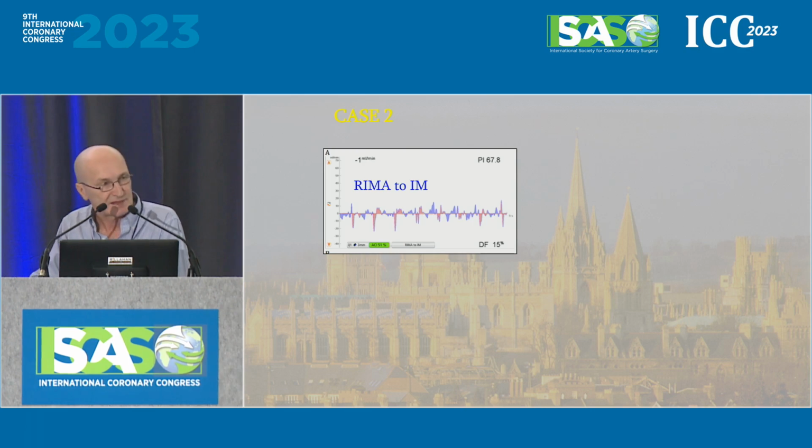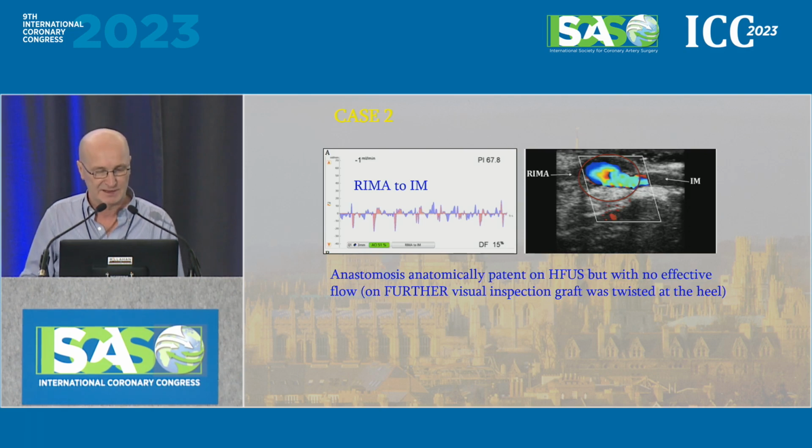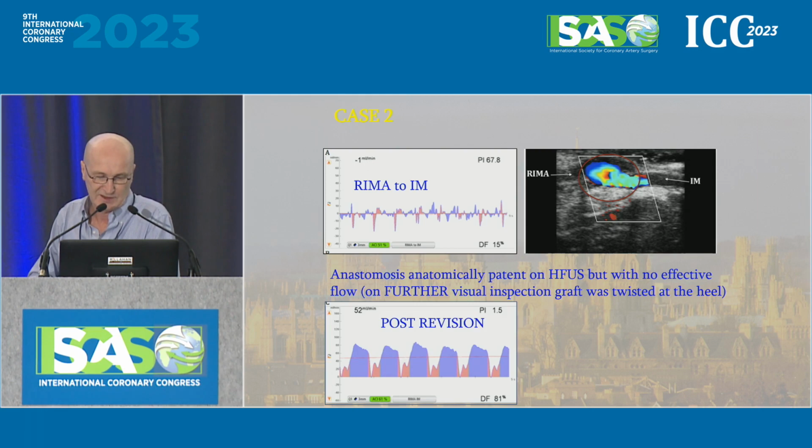Here's another example of something that's very obvious. Edema to the intermediate coronary artery. Flow 1 mil per minute, PI 67.8. And when you look at this, initially the anastomosis seems patent on high-frequency ultrasound, but there was no effect to flow. And on further visual inspection of this graft, which was done by one of my trainees, and which I thought looked perfectly okay, there was clearly a problem. So we revised it. But the point again was, if we had not measured the flow in this graft, I would have assumed at the time that it looked perfectly normal.